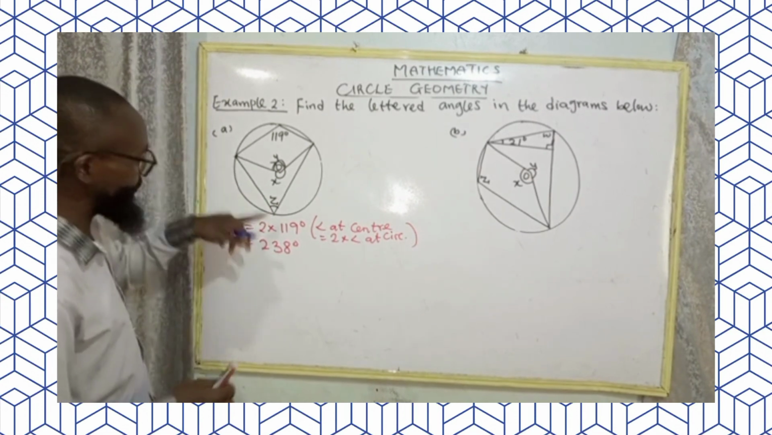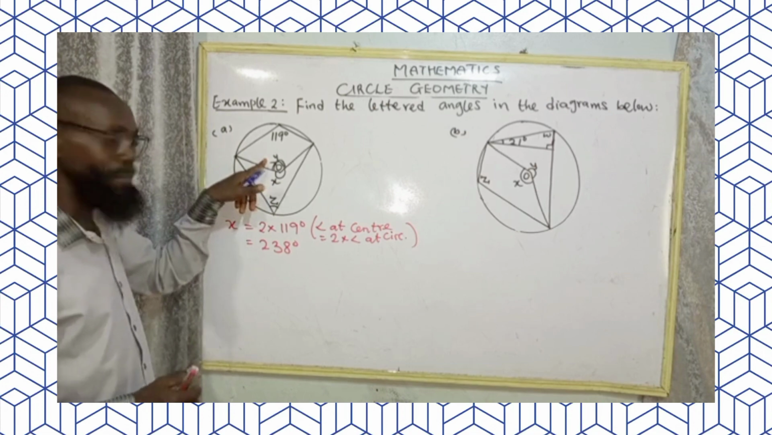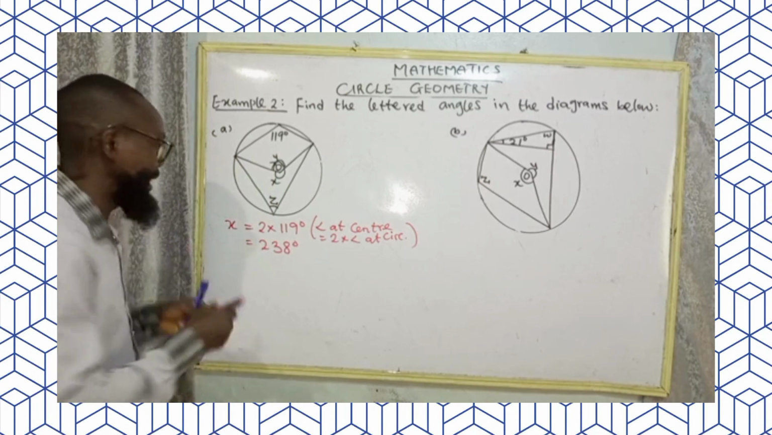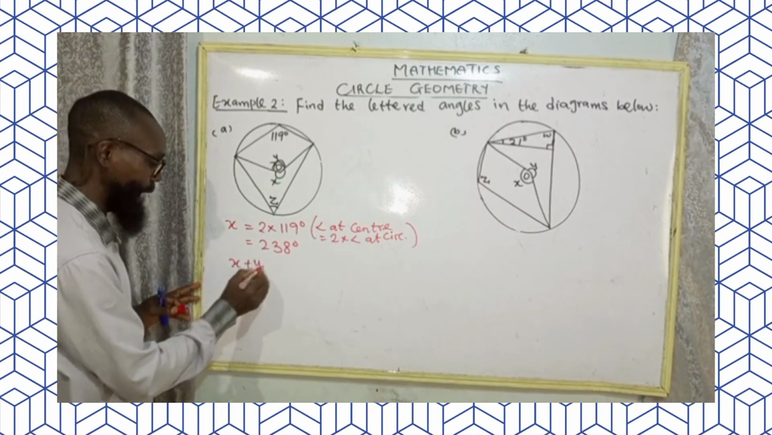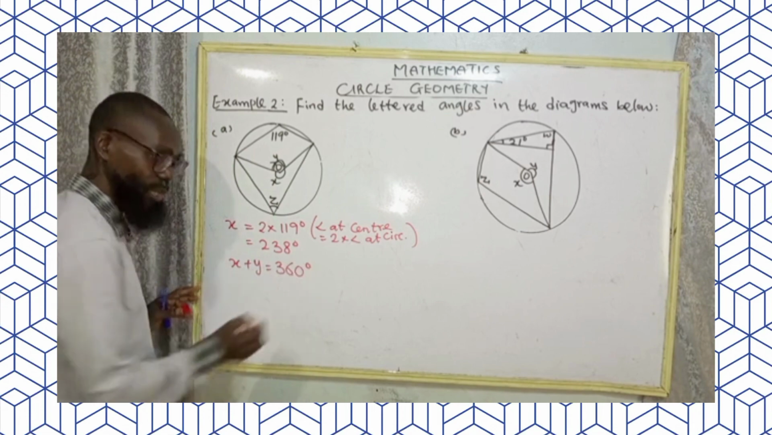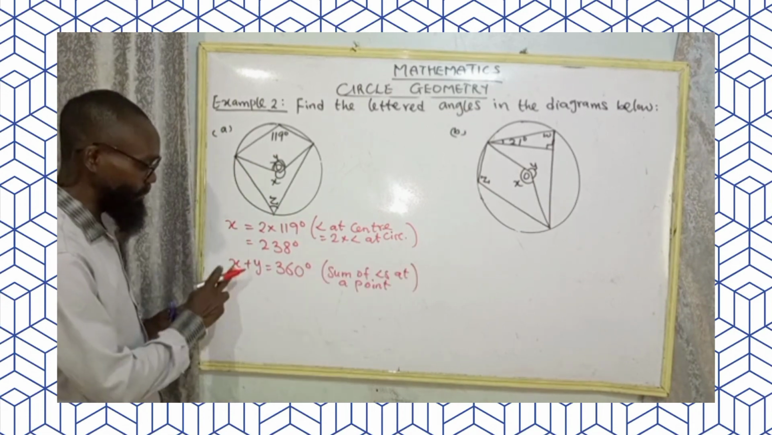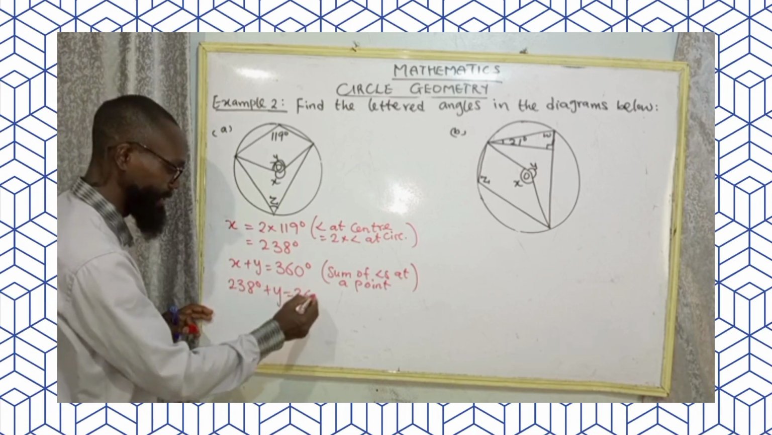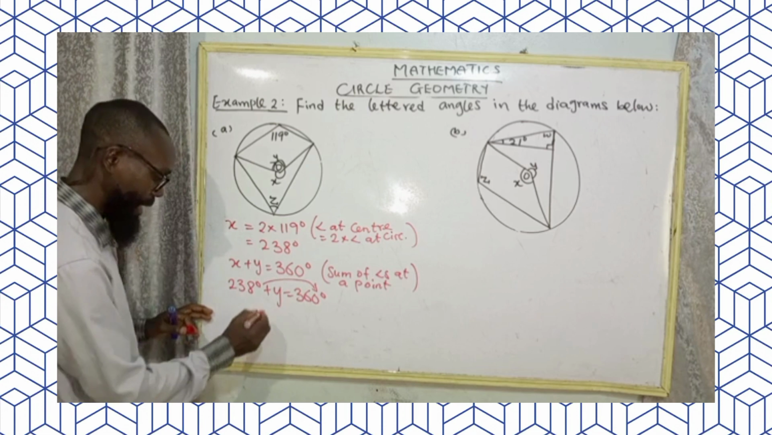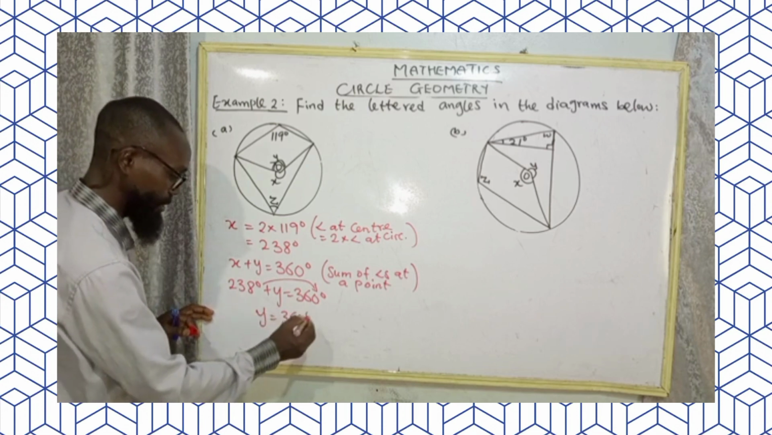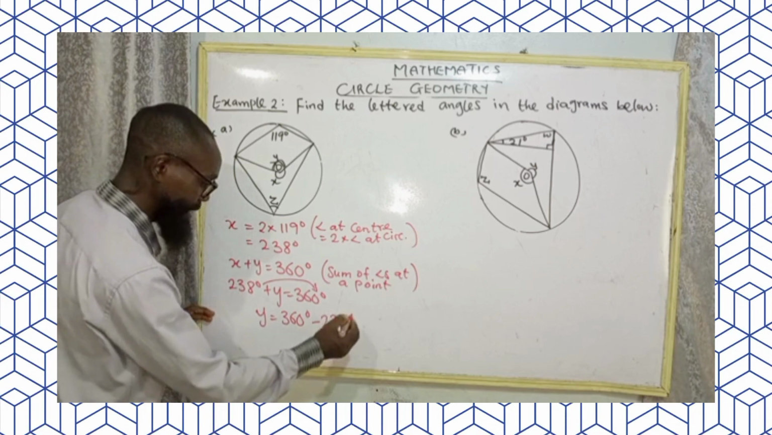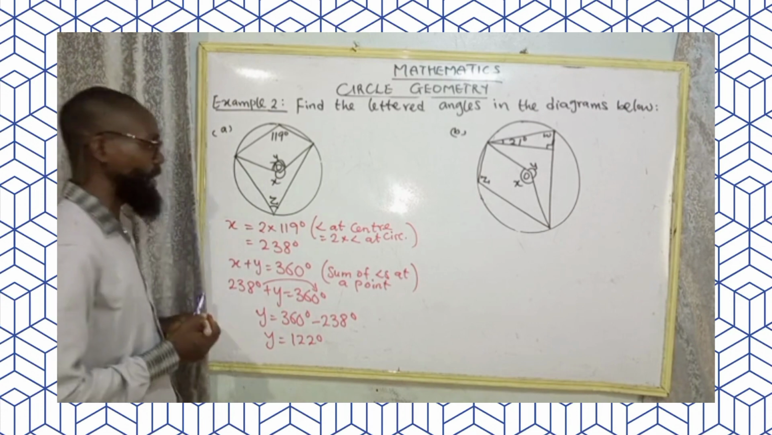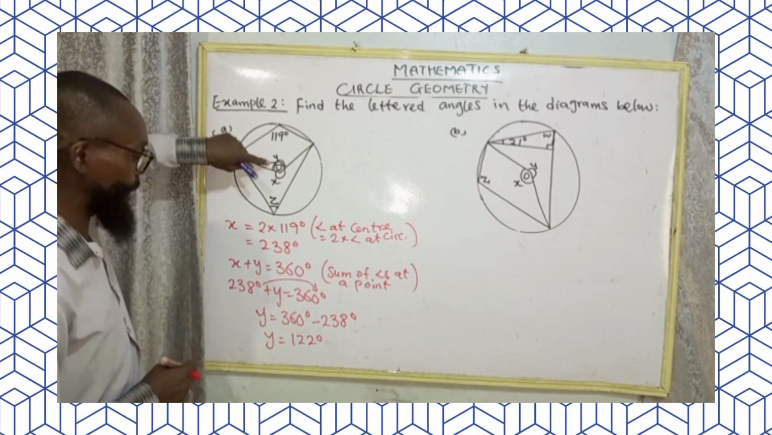So to get the value of z, I need to get y first. Because this angle x and y, they are sum of angles at a point. That is, angle x plus y equals to 360 degree. Reason: sum of angles at a point. The value of x is 238 degree plus y equals to 360 degree. Taking this here, my y will equal to 360 degree minus 238 degree. So what do we have? We have 122 degree. So the value of my y now is 122 degree.